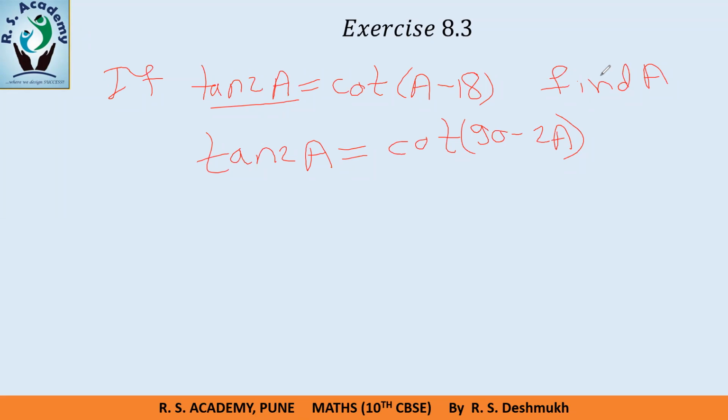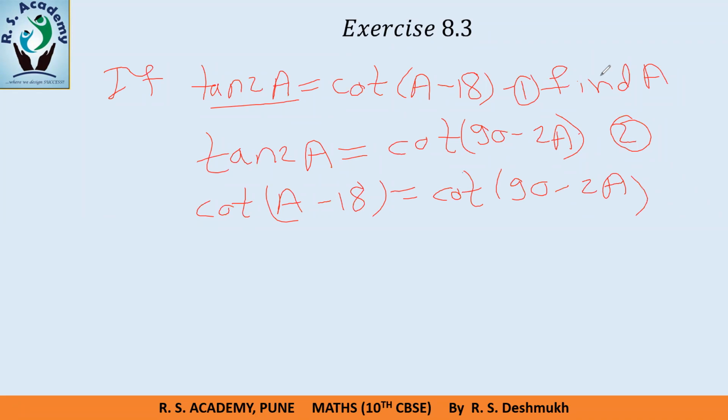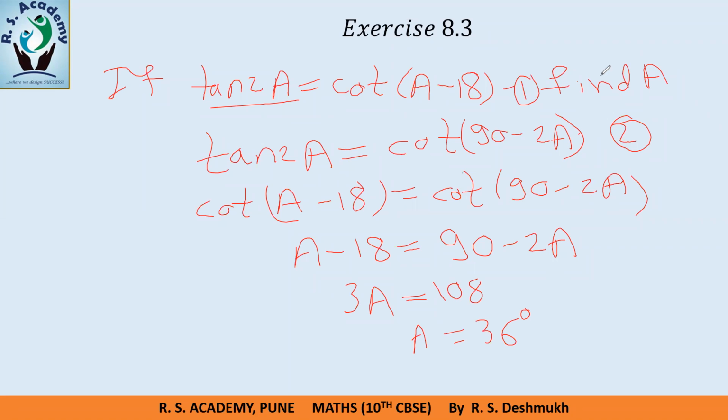So what will happen? Now these both the equations, equation 1 and 2, are the same, the LHS is same, so RHS should be compared. So cot of a minus 18 should be equal to cot of 90 minus 2a. Now as the functions are same, the angles should be same, so a minus 18 is equal to 90 minus 2a. So I can say a plus 2a, that is nothing but 3a, is equal to 90 plus 18, that is equal to 108, and therefore a equal to 36 degrees. Any problem? No, no, sir.